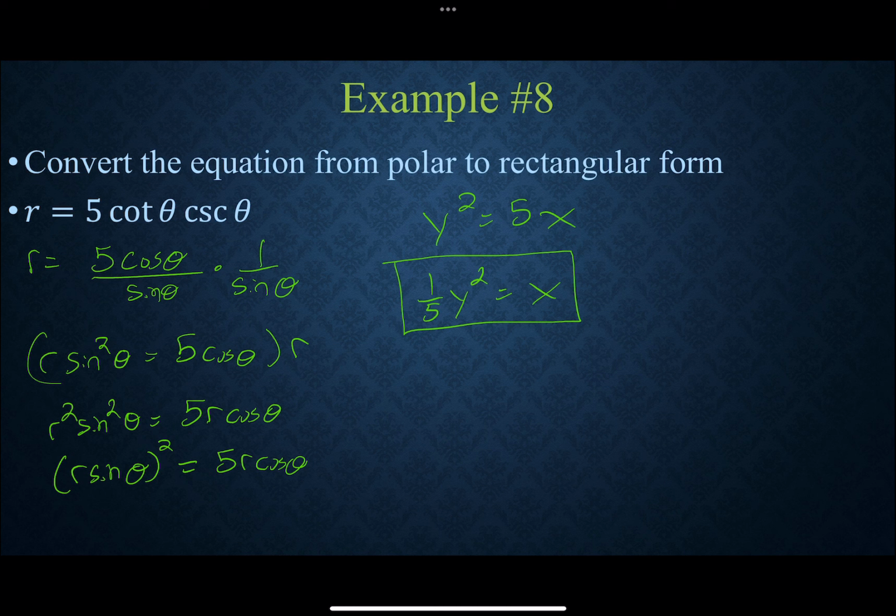And again, these are just a couple examples of going through our polar into rectangular format. This is how you want to solve out these questions.